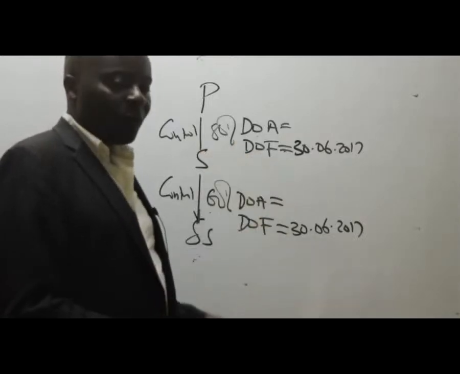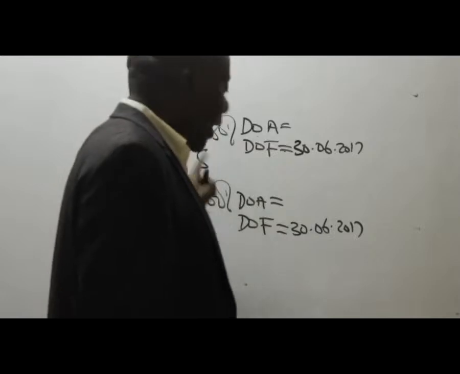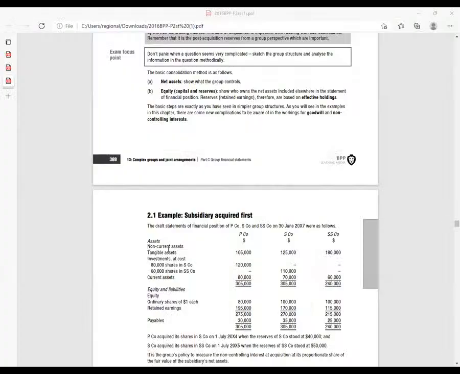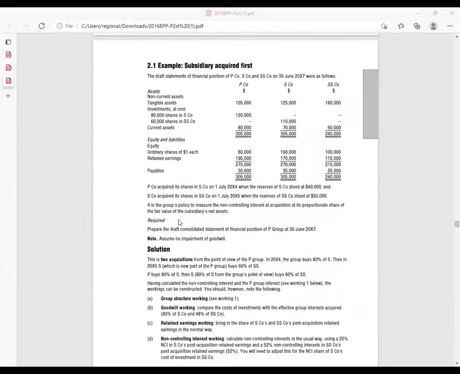How about the date of acquisition? When did P acquire S? We are told here P company acquired its shares in S company on 1st July 2014. And then S acquired SS on 1st July 2015.